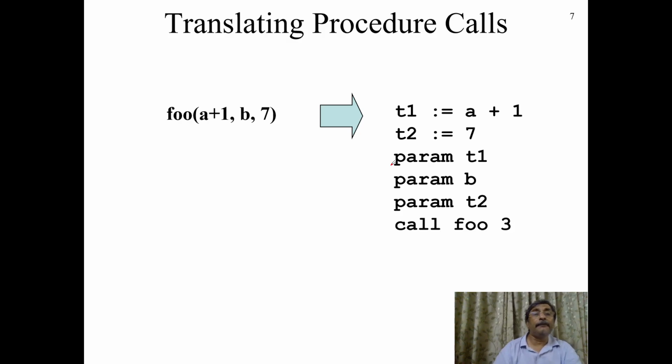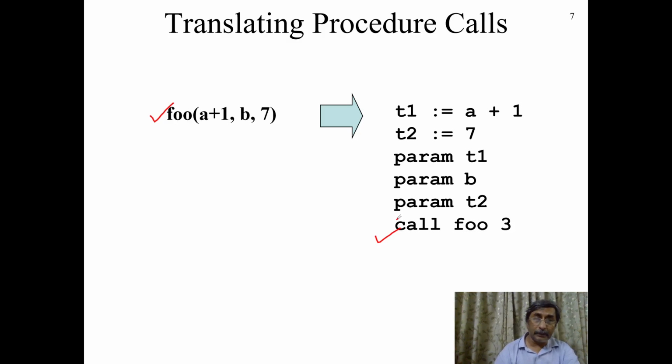Next, let us see, if I have a function call like foo(a plus 1, b, 7), that is, we are calling a function foo with three arguments. The first argument is a plus 1, the second argument is b, and the third argument is 7. Then the way we translate this into three address code is this: T1 is assigned a plus 1, T2 is assigned 7, then param T1, which is the first parameter, param b is the second parameter, param T2, which is 7, is the third parameter, and then we do call foo. So this is what is meant by the three address code of translating procedure calls.